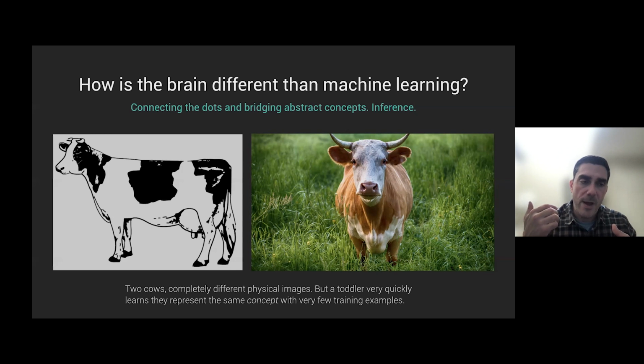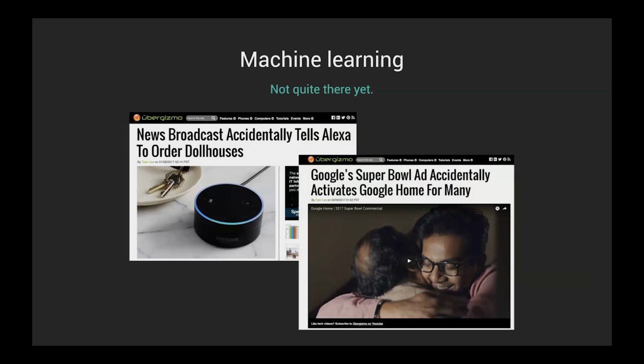So one of the things that brains do spectacularly well, which still eludes machines, is inference. Inference in the face of sparse, noisy, and always incomplete data, right? There are some fun, interesting examples of just how limited machine learning is compared to the human brain still.